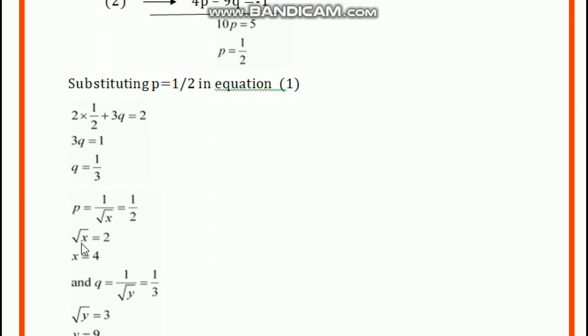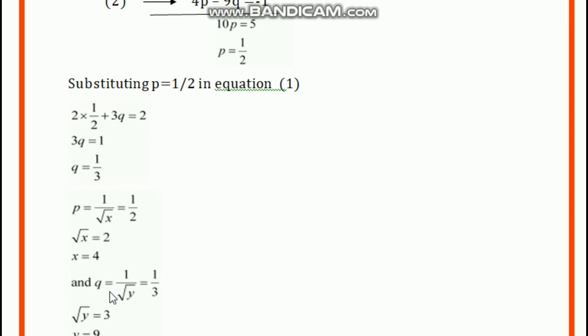Actually, we need to find out the value of x. Then how to remove this square root? That is very easy. The square root, if you transpose to the right hand side, you will get square. Square root, if you transpose to the right hand side, you will get 2 square. So x is equal to 2 square. So x is equal to 4. That's all. Don't get confused.